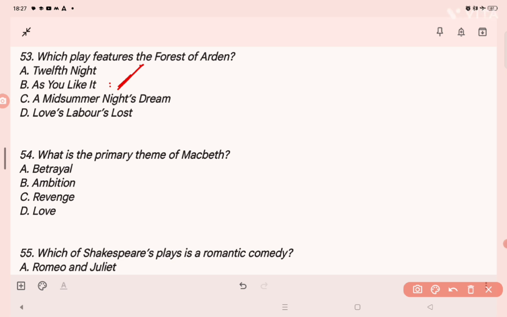What is the primary theme of Macbeth? Option B. Ambition. Macbeth revolves around the destructive effects of unchecked ambition, as seen in Macbeth's rise to power and his downfall.